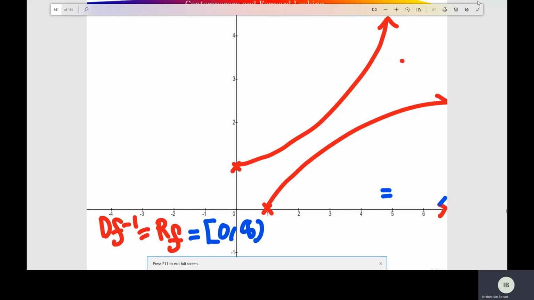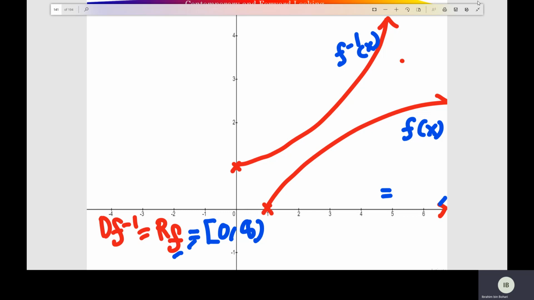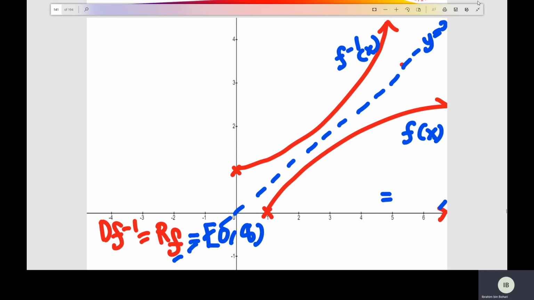Okay, and you label the first function here, the square root function f(x), and here the graph of the inverse function, f inverse of x. Between the two functions you put the dotted line y equals x. This line divides f(x) and the f inverse function.